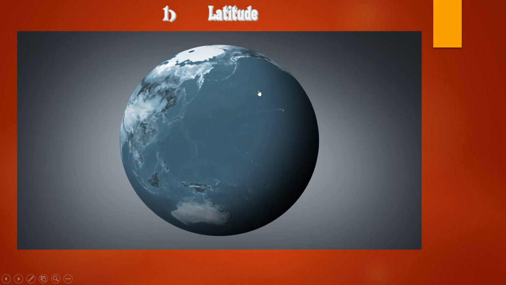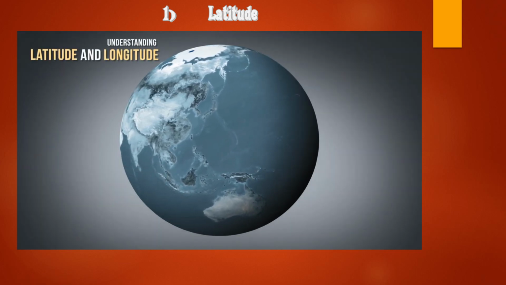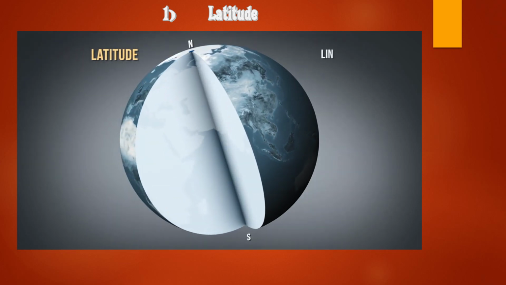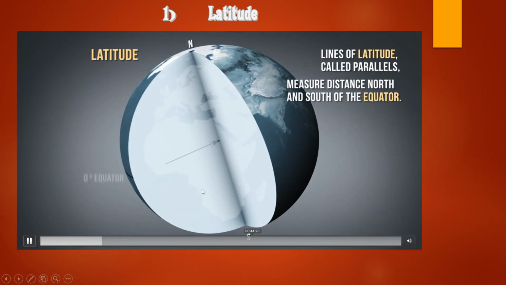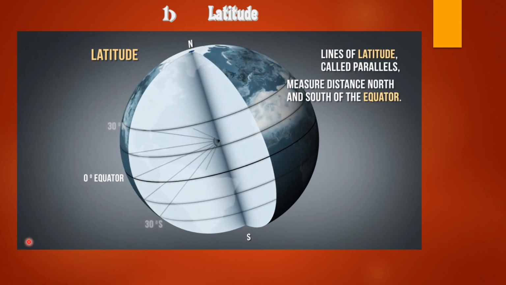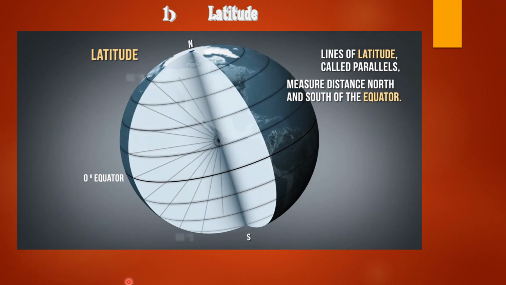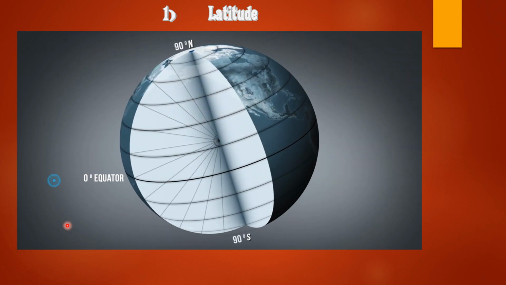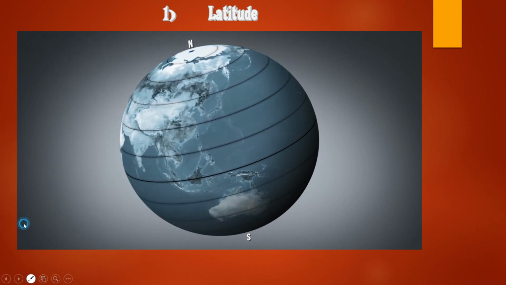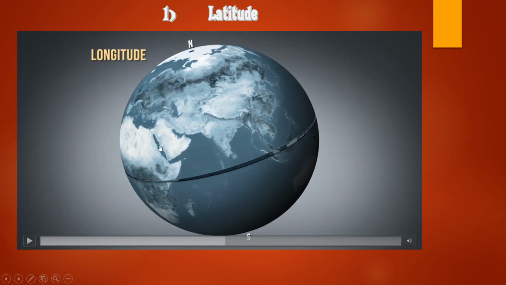So here you can see the picture of the earth. From here you will come to know, here we'll try to understand what is latitude and what is longitude. So this is the cut section of the earth. This is North Pole and this is South Pole. So here you can see in between this is the equator.